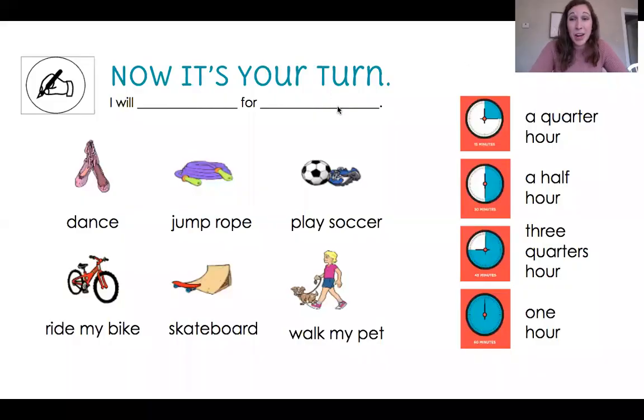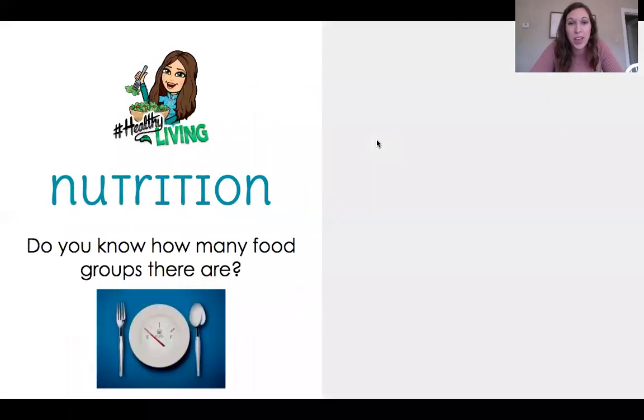I really wish that I could read all of your activity plans. I bet you have a lot of fun things planned for tomorrow. The next topic that we will talk about is nutrition. Nutrition is healthy food for our bodies. We have to eat healthy foods so that we can keep our bodies running.